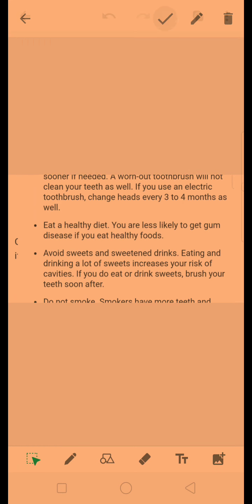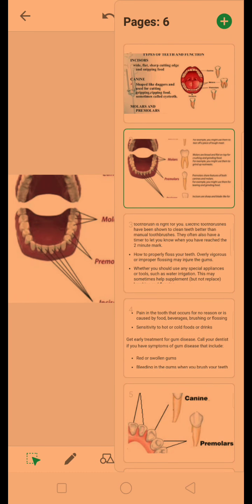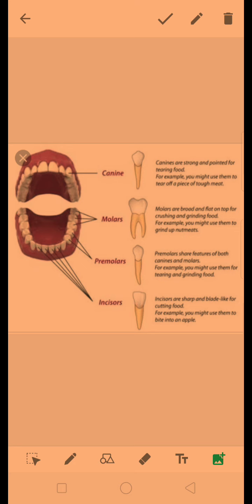Okay students, so I hope that after watching this video you have understood about the types of teeth and how to maintain your proper oral hygiene.